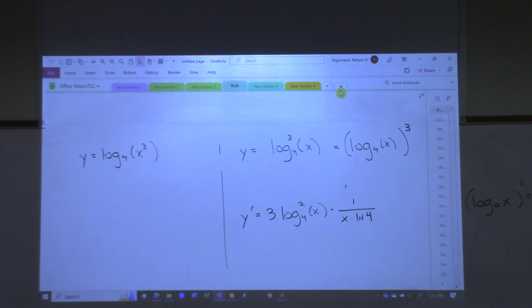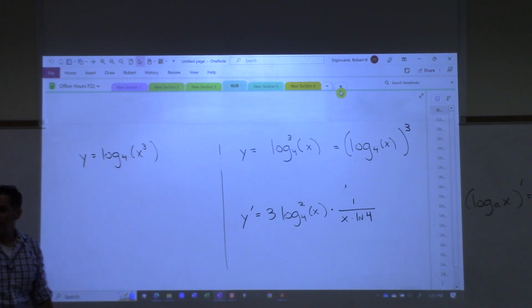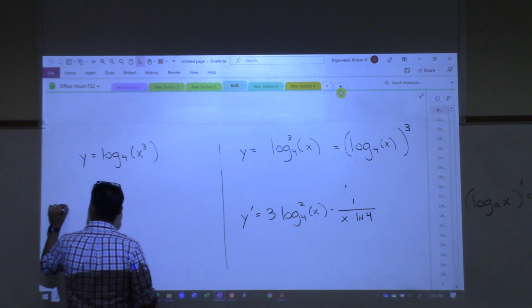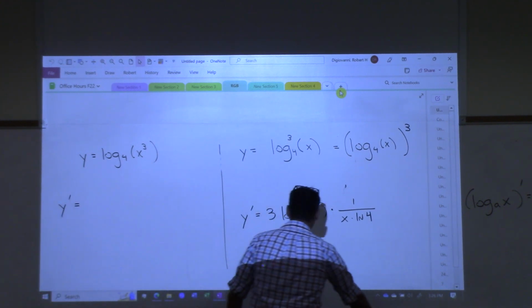Is it still chain rule? Yes. What's the outer function? Log base 4, and then inside of that is x cubed, right? So if I'm going to use chain rule, I'd start out and be real careful here, because this is where things can get a little messy.